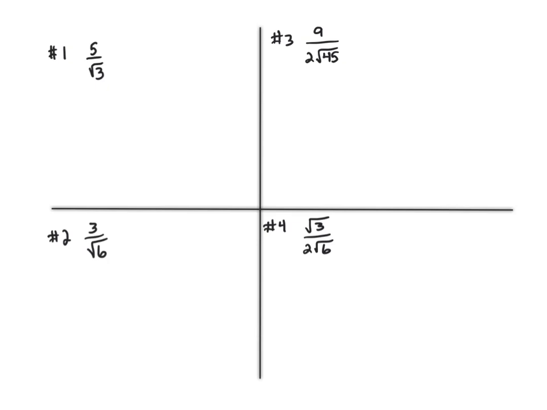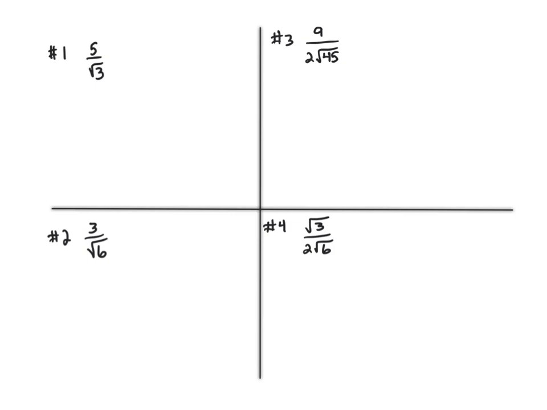Alright, so far we've taken a look at adding, subtracting, and multiplying radicals. Today we're going to take a look at dividing radicals. Taking a look at number one, we have 5 divided by the square root of 3. In order to divide radicals, what we're really going to do is rationalize the denominator, meaning we want to remove the radicals from the denominator.